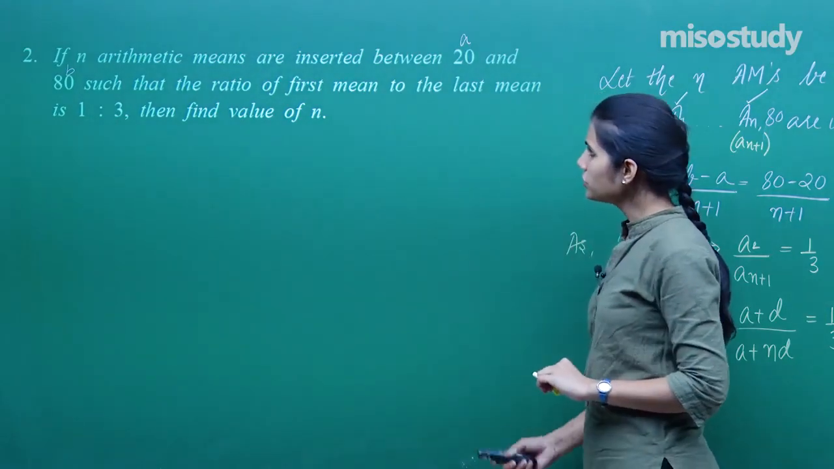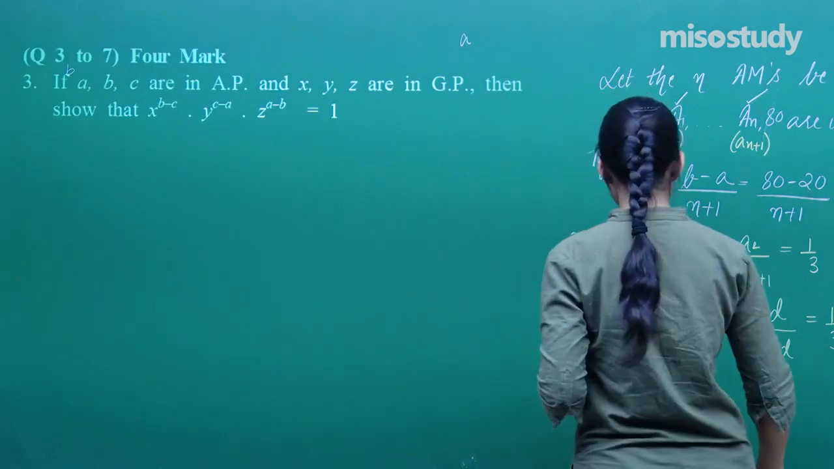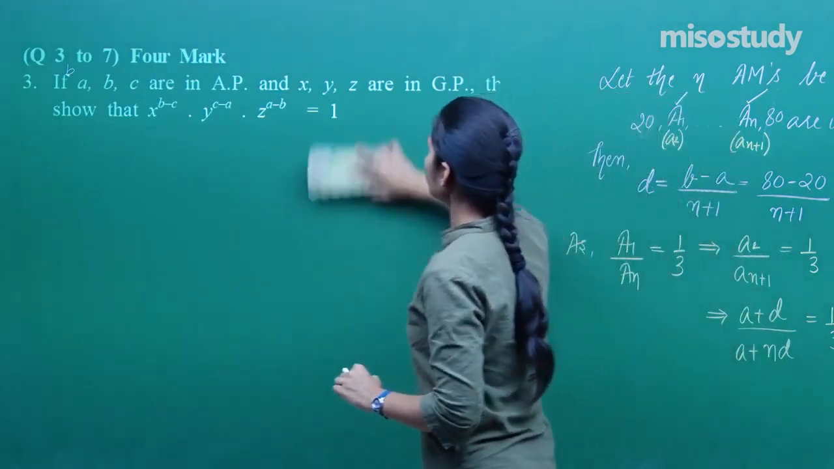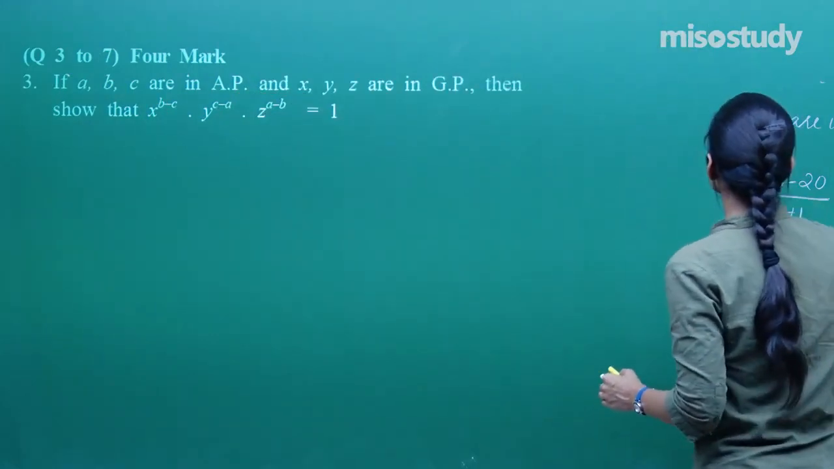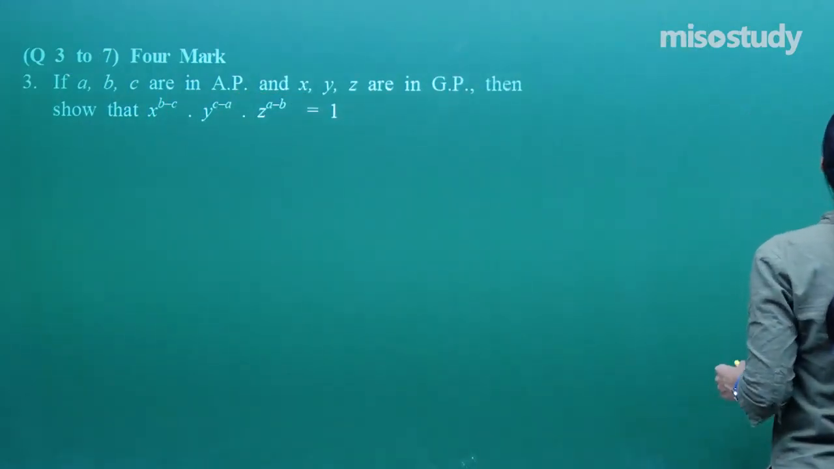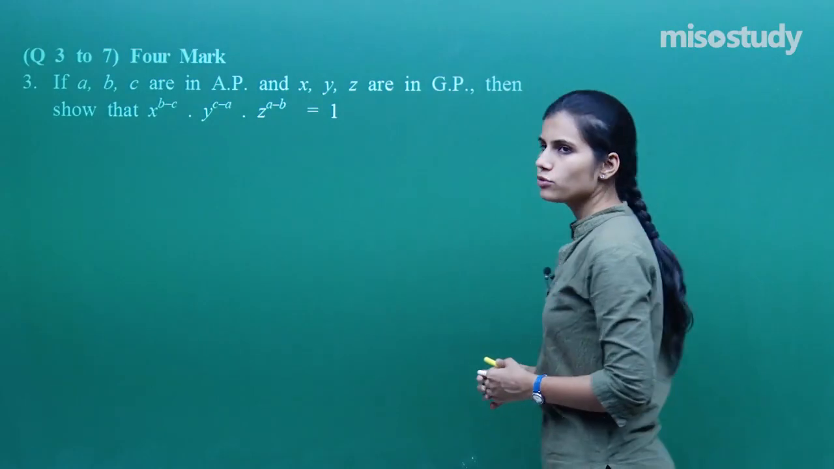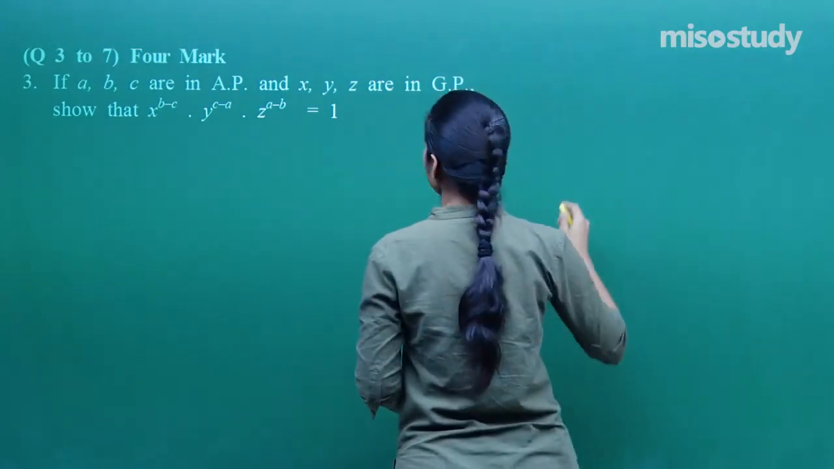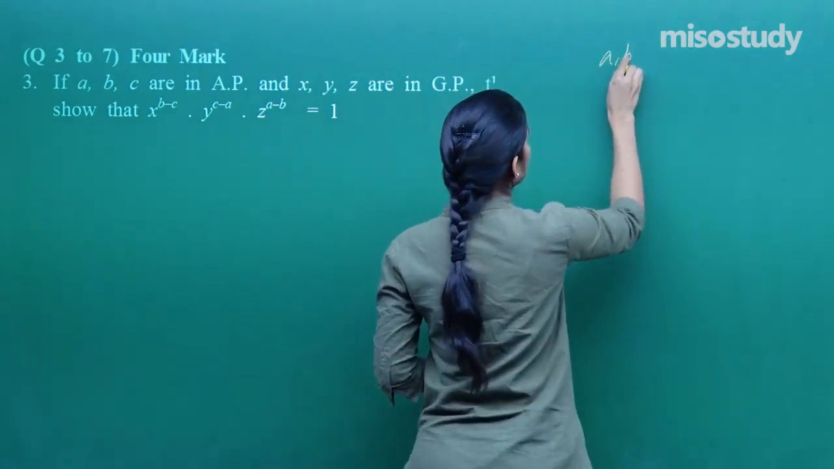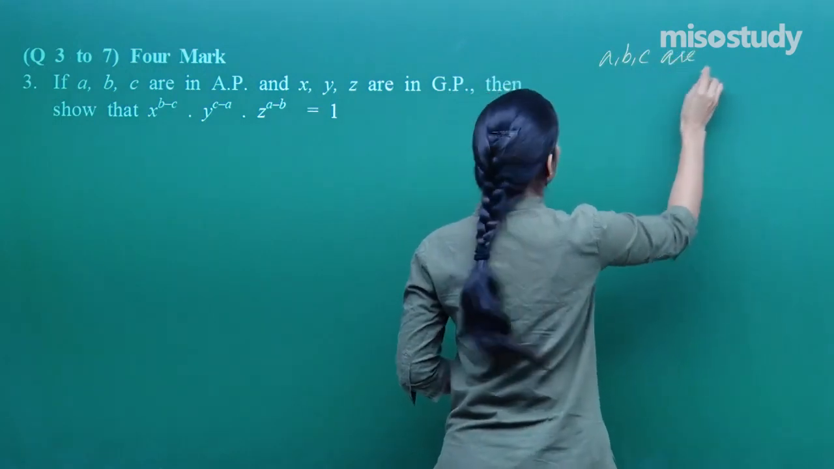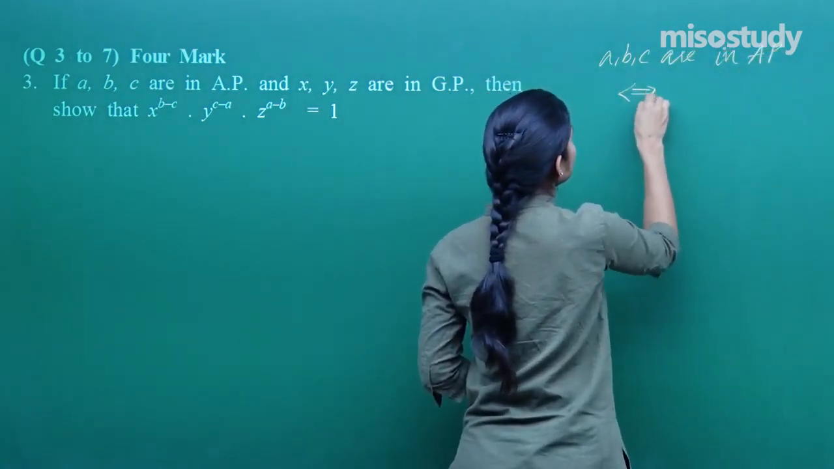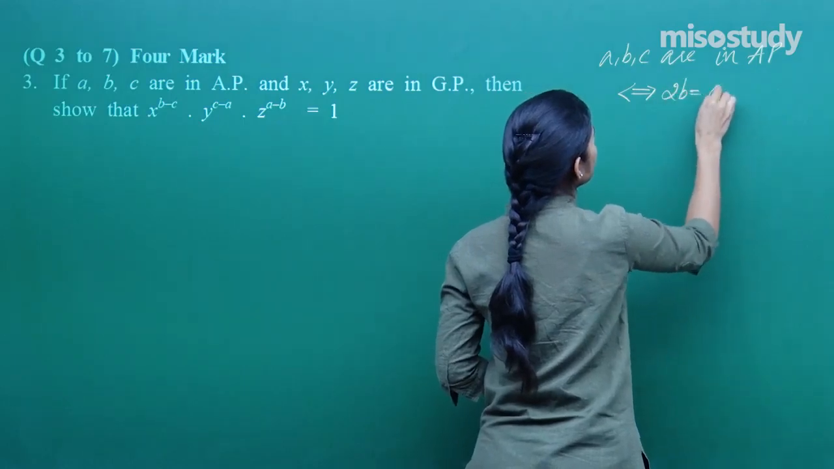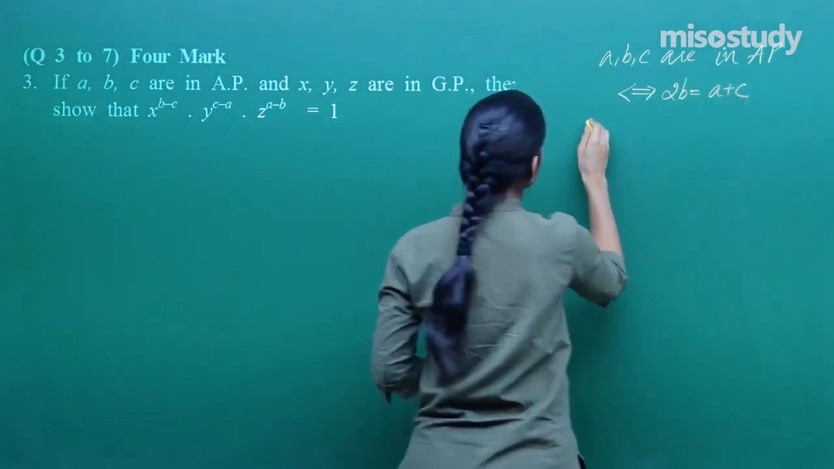Okay? Moving to the next question we have, if A, B, C are in AP and X, Y, Z in GP, show that this quantity is equal to 1. You just need to know the basics related to AP and GP and you would be through with any question on that. A, B, C are in AP. A, B, C, they are in AP. This means that twice of the middle term is equals to sum of the first and the third.